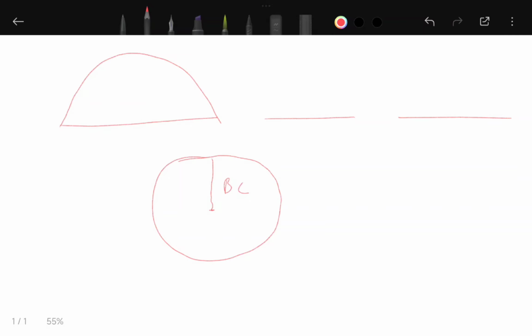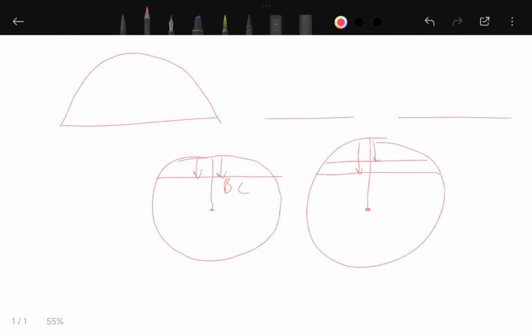But sag can be different. Sag we can take from here. So this can be the sag. But base curve, remember, will always be taken from the center of the circle of the lens. But your sag can be different. Sag can be here, sag can be here. This can be the sag, this can be the sag, but base curve will always be taken from the center.